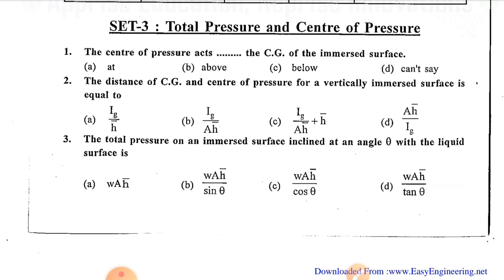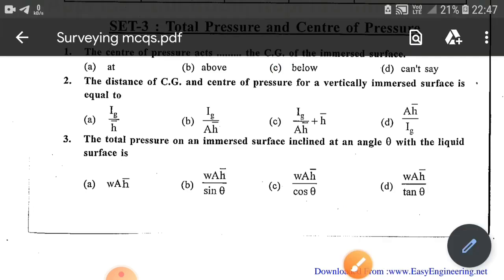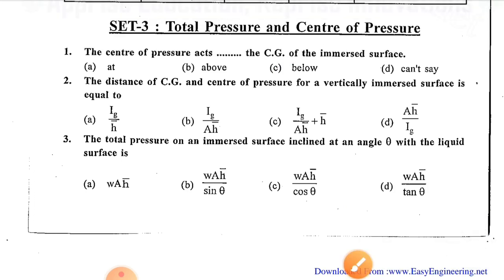Set number 3, objective questions on total pressure and center of pressure. Question number 1, the center of pressure is at the center of gravity of the immersed surface, option C is correct, below. Question number 2, the distance of center of gravity and center of pressure for a vertically immersed surface is equal to, option B is correct, Ig by AH.